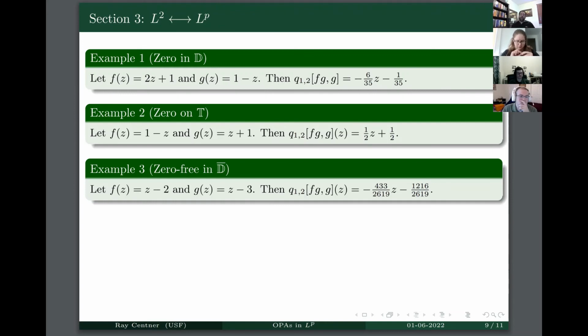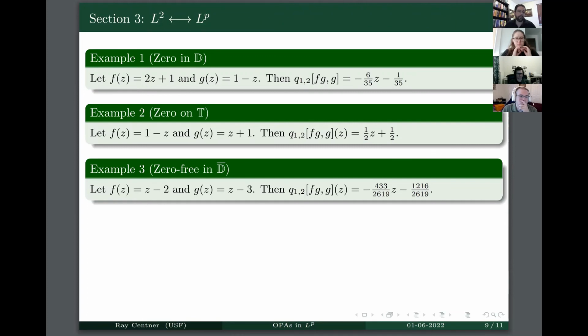Example 3, although the OPA is severely unattractive, it still has the properties that we're looking for, being zero free in the closed disk. So why is example 3 different from example 1 and 2? Keep in mind, we're exploring different functions g that are zero free in the open disk, but I say nothing about the boundary.